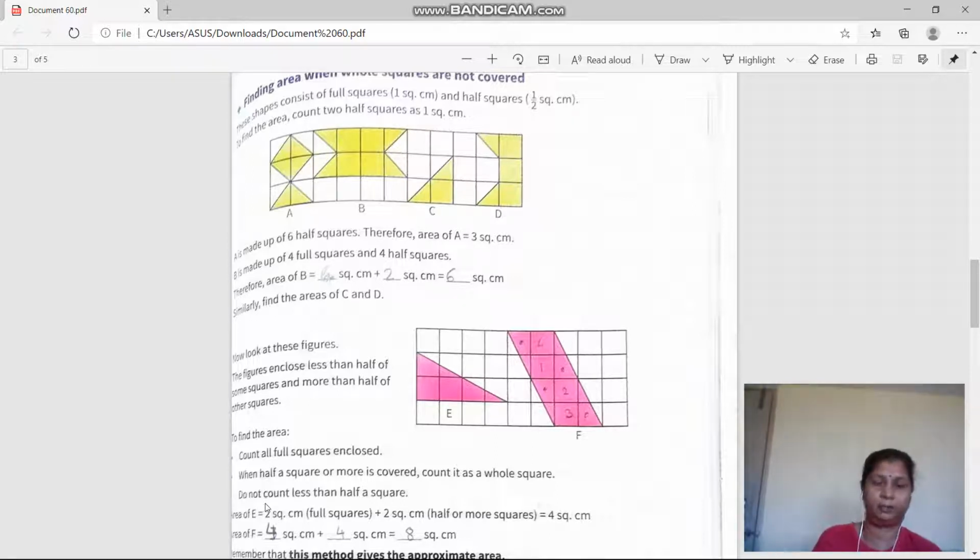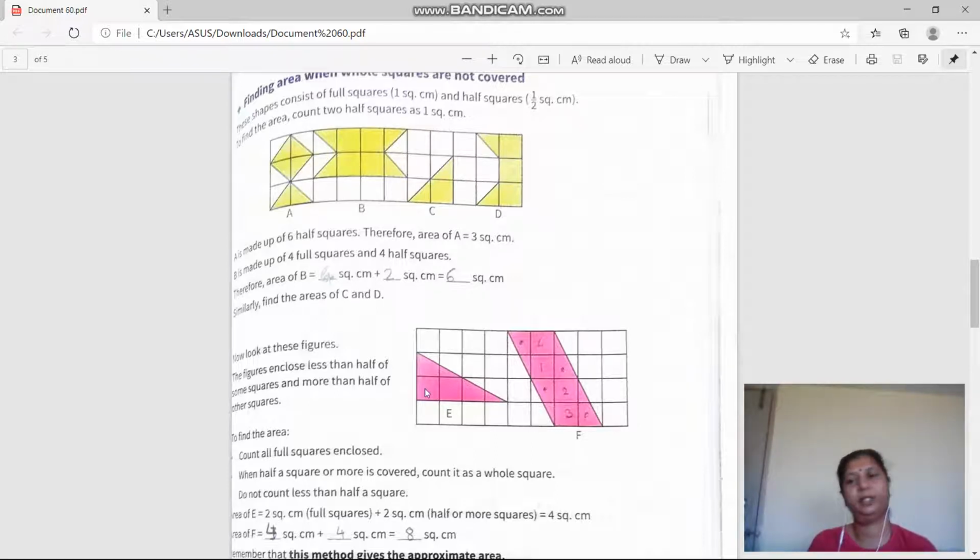Here are the rules. Just underline these 3 lines. To find the area, count all full squares enclosed. When half a square or more than half a square is covered, count it as a whole square. So underline this. And do not count less than half a square. If there is less than half, you do not have to count that area. Get it? So let's start.